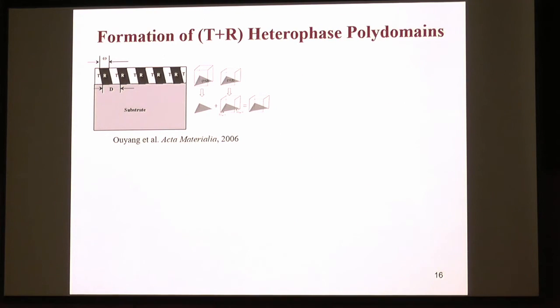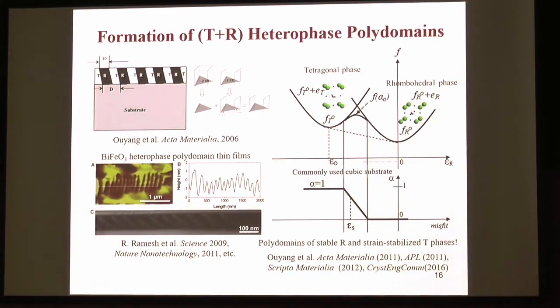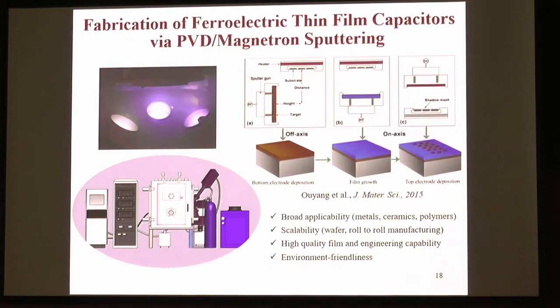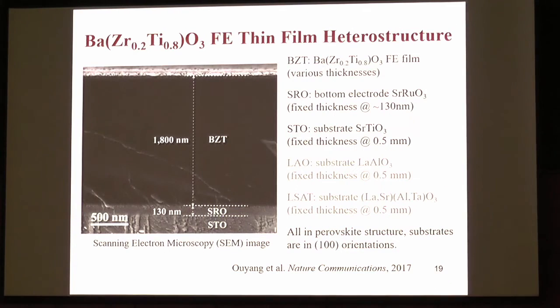Okay, maybe I skip this and just go directly to this. If you grow the film really thin, the heterophase domain will be more stable. If you grow really thick, you can form a polytwin structure between the rhombohedral variants. We grow the film using the sputtering technique. This is the SEM picture of the film, very dense and thick, about 2 micrometers thick.